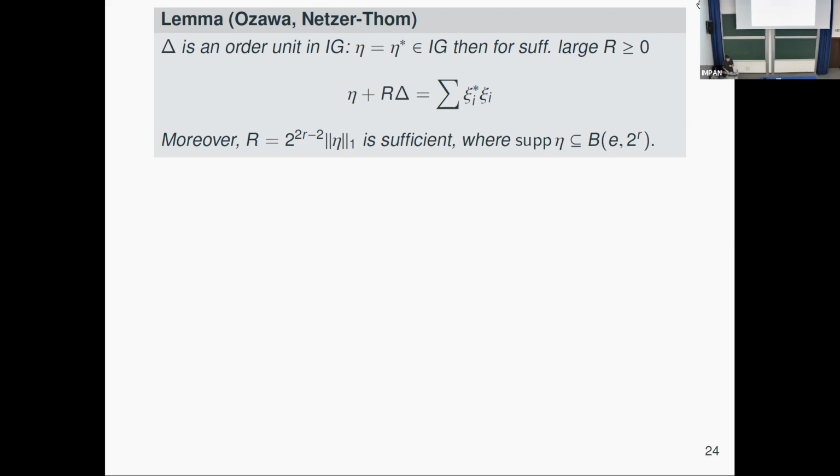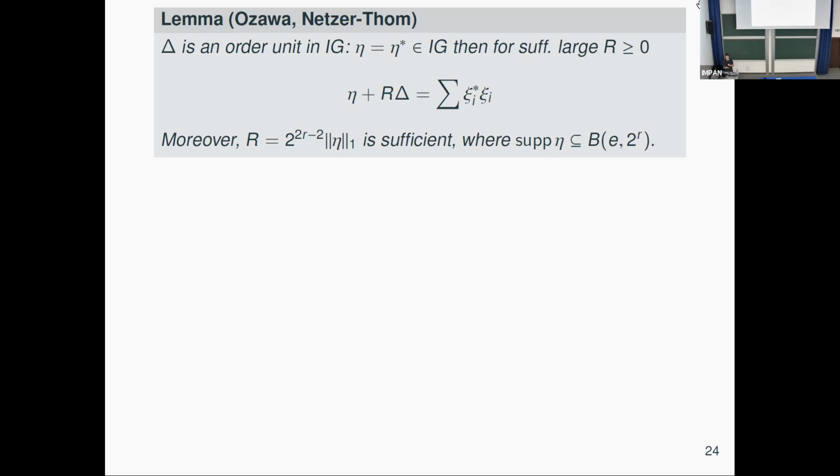However, there is a little bit of magic that happens here, and there's a lemma that goes back to, again, Takka's first paper, and then it was quantified by Netzer and Thom. And it says that this Laplacian, if you view it as an element in the augmentation ideal, and you look at self-adjoint elements inside the augmentation ideal, then for those elements, the Laplacian is an order unit, which means that if you have a self-adjoint element in the augmentation ideal, and you add a sufficiently large multiple of the Laplacian, then the sum becomes a sum of squares.